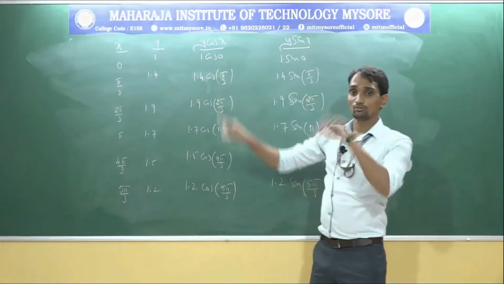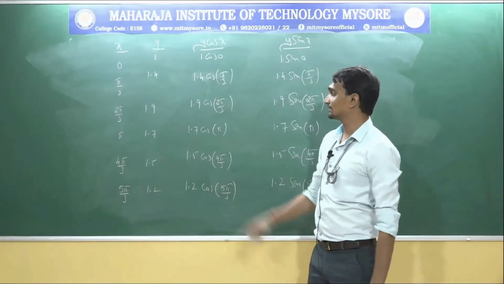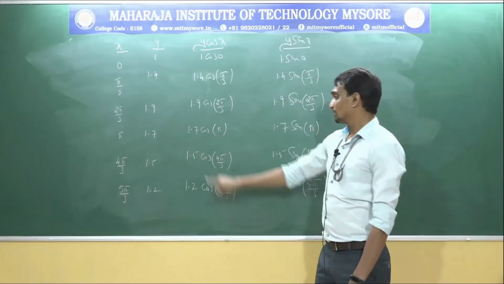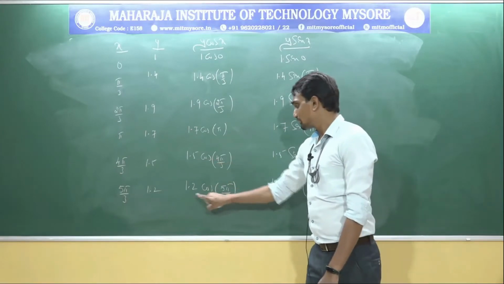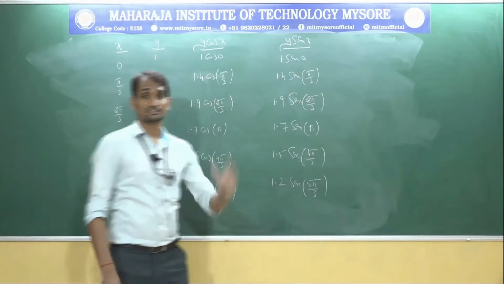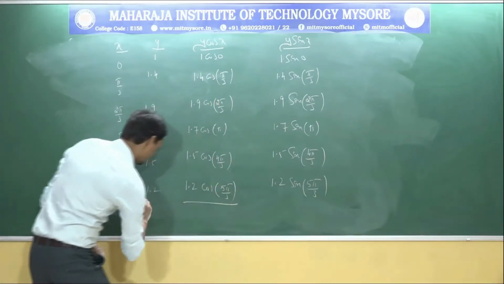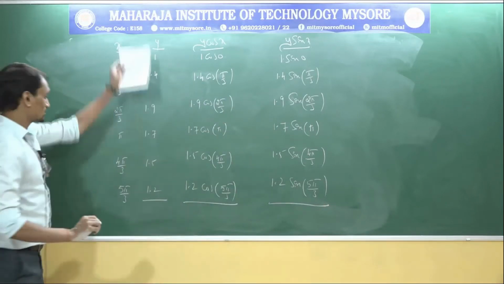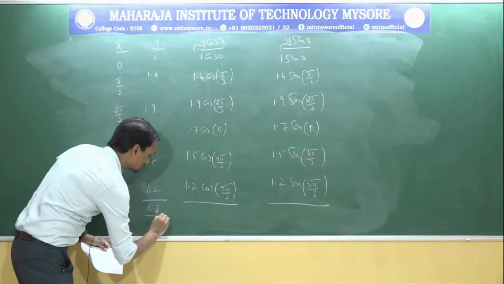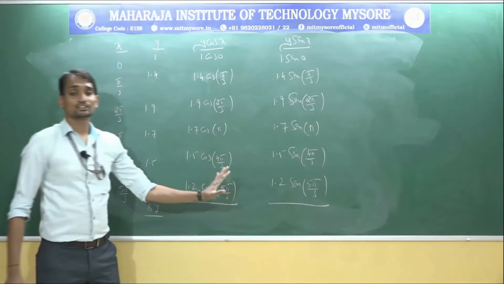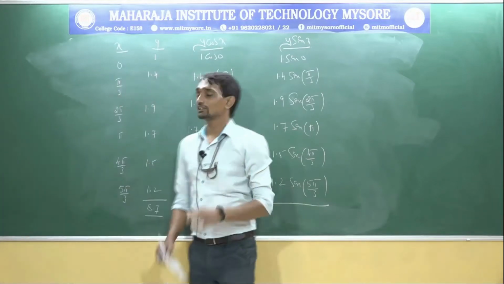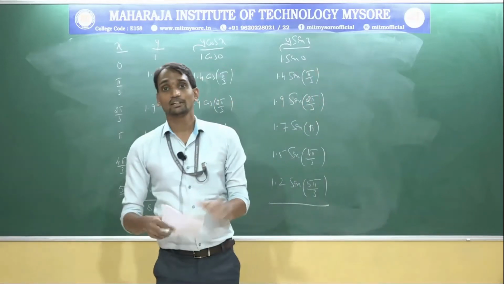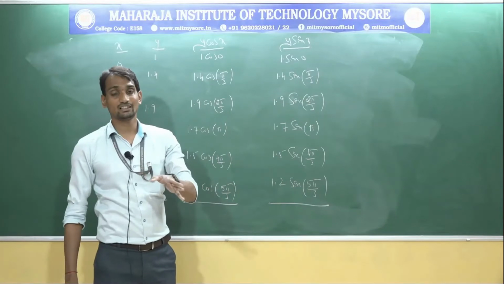Write it as 1 into cos 0 plus 1.4 into cos pi by 3 plus 1.9 into cos 2 pi by 3 plus 1.7 into cos pi plus 1.5 into cos 4 pi by 3, 1.2 into cos of 5 pi by 3. Then add all the values. Summation of y means 8.7. Now directly in calc we need to calculate this value. No need of calculating manually. 1 into cos 0 will give some value, 1.4 into cos pi by 3 will give some value. It is not required. Just calculate in calc, we require the values.